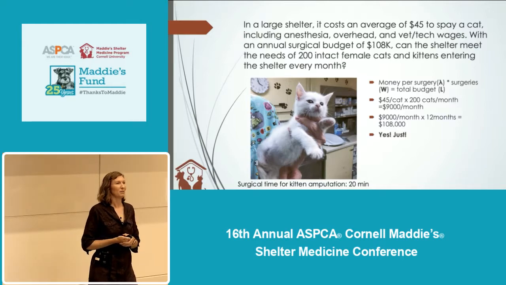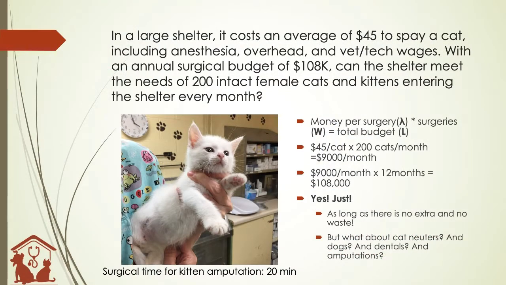Cool. But you've got to really hope that you don't get 201 cats some month or 300 cats some month, and that there's no extra and that there's no waste and that you don't need to have 2 technicians because one of them is going out on maternity leave, but you still have to pay her because you do.